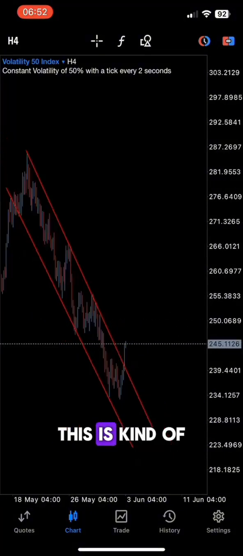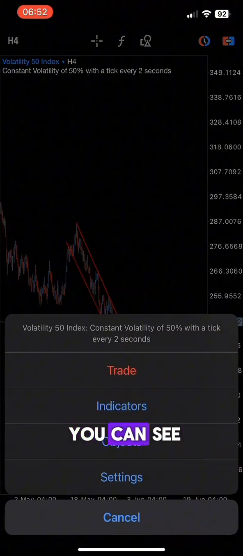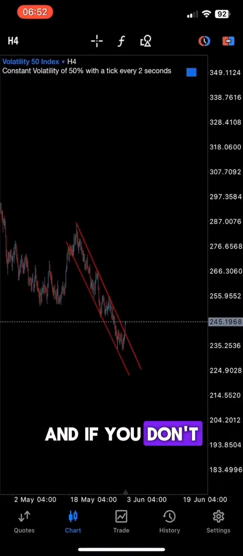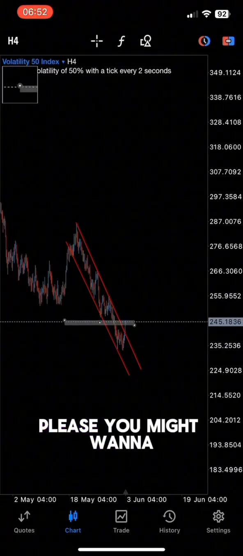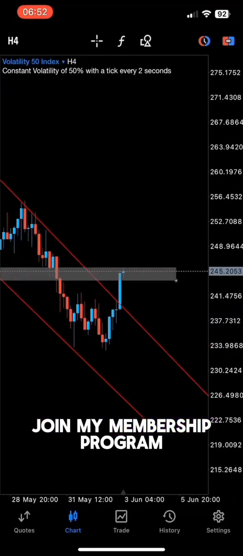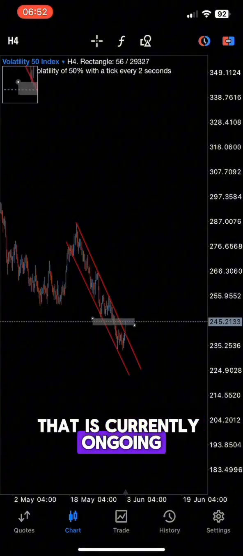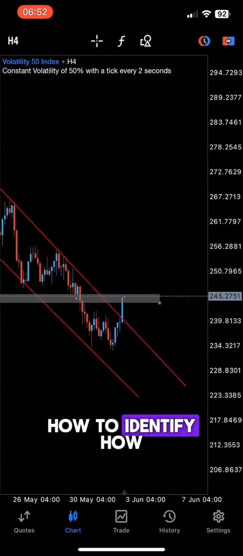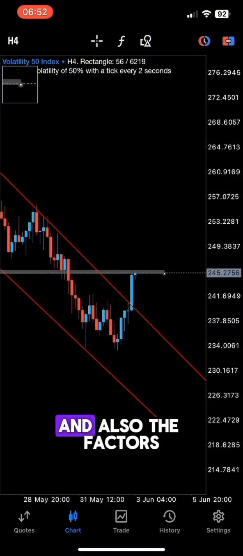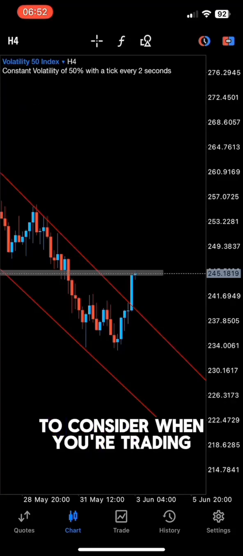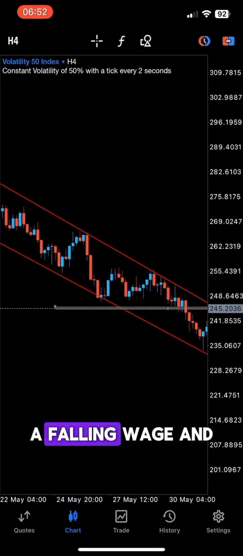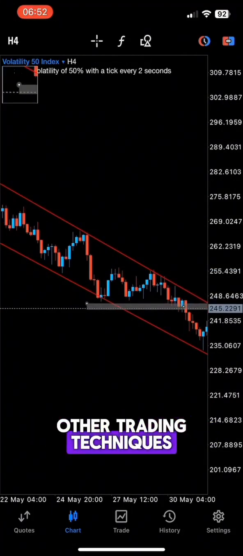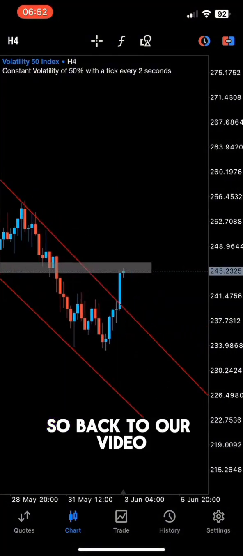So as you can see, the market is currently at a level where it broke to the upside. This is kind of a falling wedge, as you all know. And if you don't know how to trade falling wedges, you might want to join my mentorship program that is currently ongoing. I will explain to you how to identify, how to trade, and also the factors to consider when you're trading a falling wedge and other trading techniques. So back to our video.